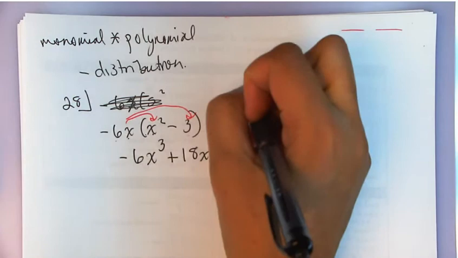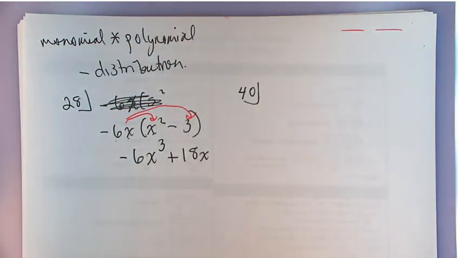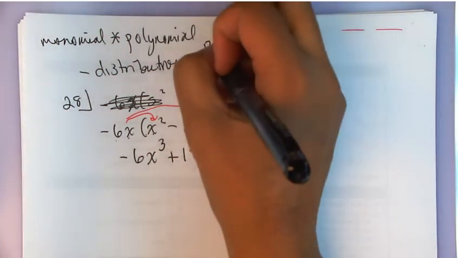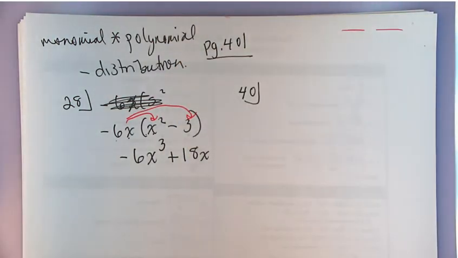What does number 40 say? Well, it wants us to find the area of a parallelogram. By the way, I'm on page 401. I might not have said it, but we're on page 401. I'm sorry for not saying it. We're looking at an area of a rectangle.